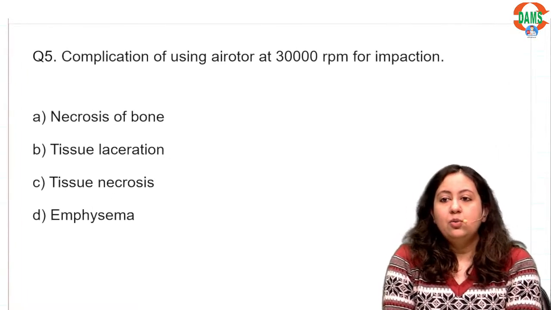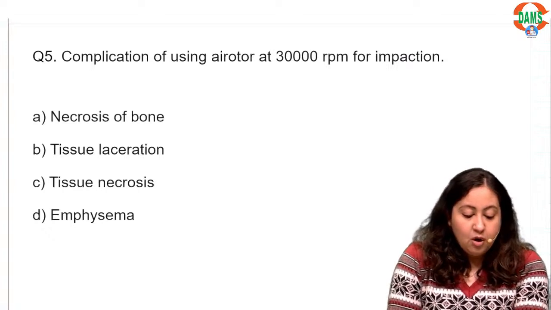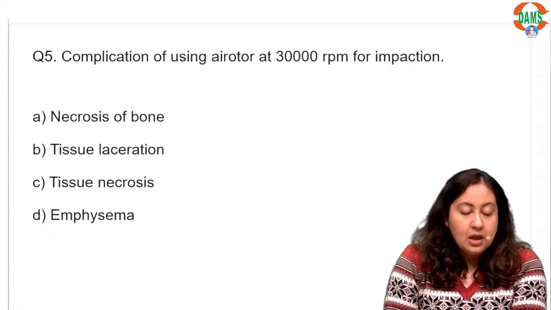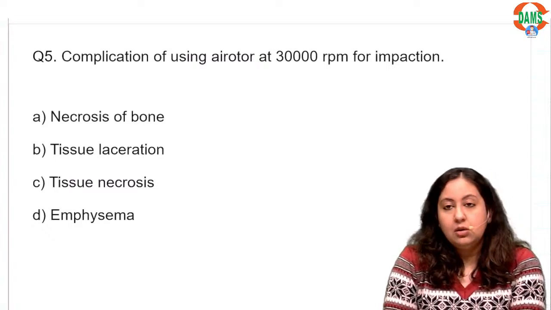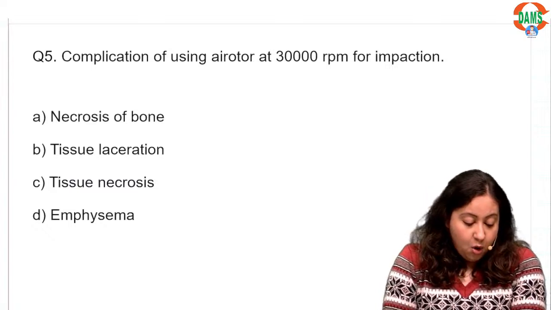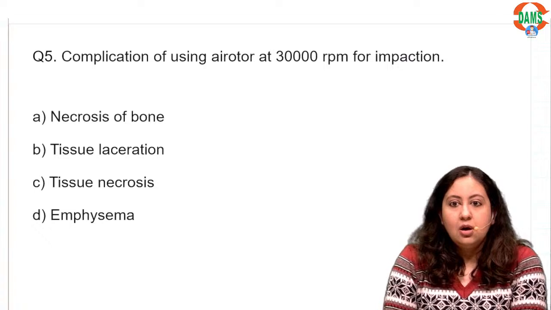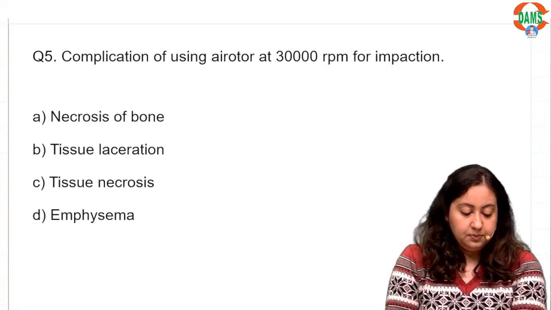Now coming to our next question, question 5. Complication of using air rotor at 30,000 rpm for impaction. Option A is necrosis of bone, tissue laceration, tissue necrosis, and option D is emphysema. So please let me know the answer to this question. Then I'll explain.